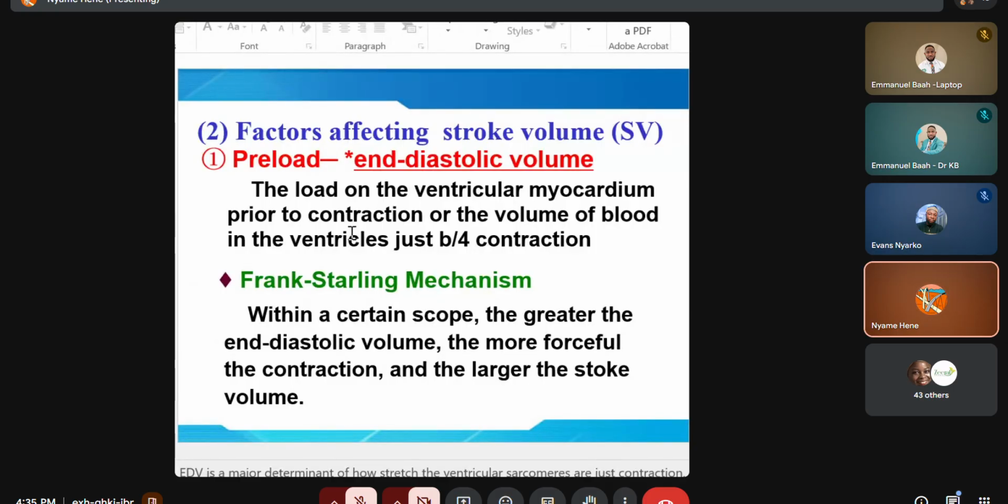Now we're talking about the Frank-Starling mechanism. So you see someone's name, he has put it on something. We say within a certain scope, the greater the end diastolic volume, the more forceful the contraction and the larger the stroke volume. So Frank-Starling is making us know that within a certain scope, the greater the end diastolic volume, the amount of water in the bottle, and the force used to contract it will determine what comes out of it. So if the amount is small and the force is a massaging force, what happens? Little comes out of it.